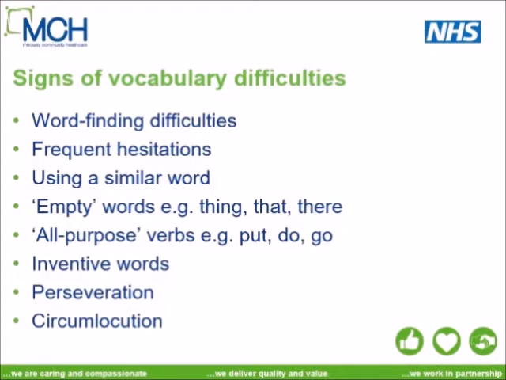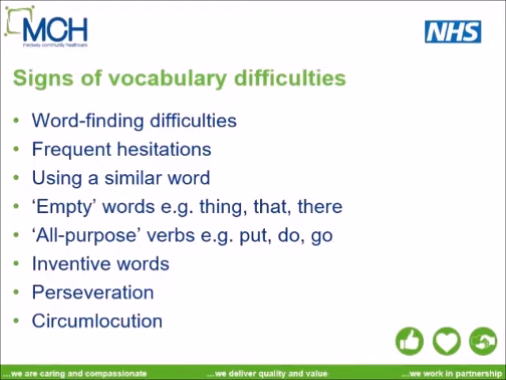For someone who often has a word on the tip of their tongue but can't quite get it, they have word finding difficulties. Some people with vocabulary difficulties will hesitate frequently because they don't know a word. Sometimes a child will use a similar word that isn't quite right. A quite common one is calling a lion a tiger.